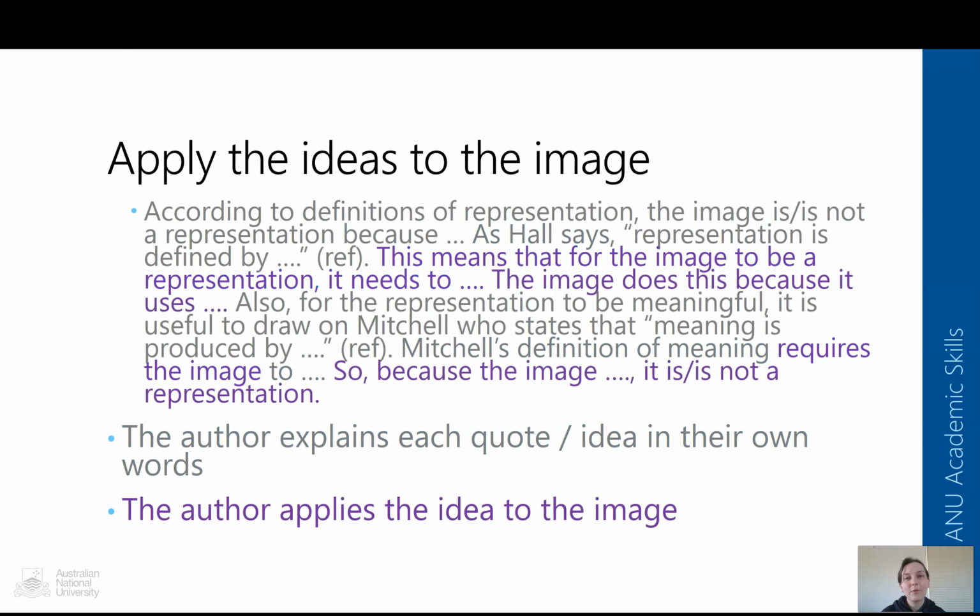And make sure that when you're explaining how the ideas apply to the image, that you're very, very concise and very specific. So you would say something like, well, if Hall's definition is this, it means that the image needs to follow that definition by having these qualities. And the image does or does not do that because of these reasons. So you can see in the purple examples here that the author is actually applying the concepts or the definitions to the image.